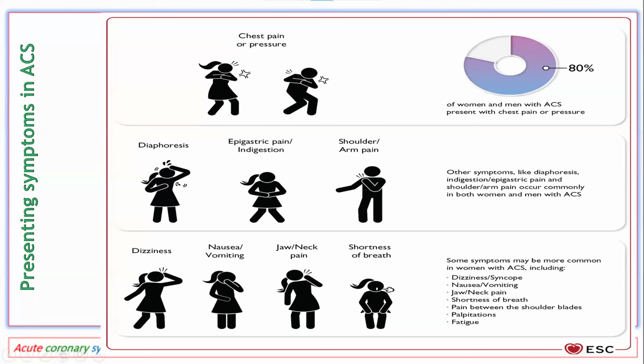So typically the presentation of acute coronary syndrome is chest pain or pressure, which occurs in around 80% of women and men with acute coronary syndrome. But around 20% do not present with chest pain. It may present as paresthesia, gastric pain or indigestion, shoulder or arm pain, and also maybe more vague symptoms like dizziness, nausea, vomiting, chronic pain, or shortness of breath.